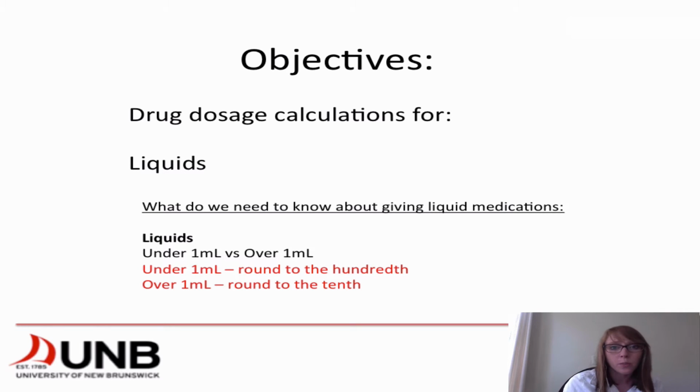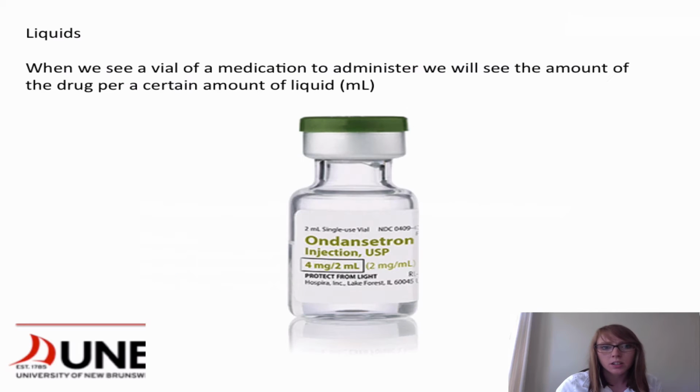If we're giving over a mL though, the syringes aren't calibrated to go to the 100th, so we're going to the 10th position. So here I have 1.8 mL of a medication. So that's what you need to know, under versus over 1 mL. Let's start out with some more basic information here.